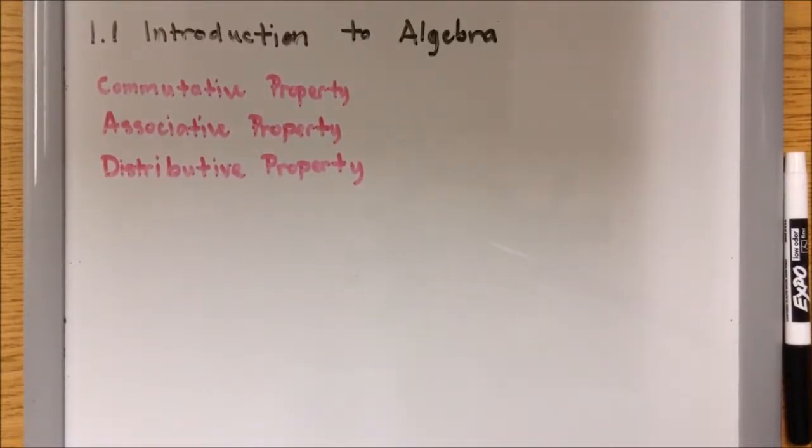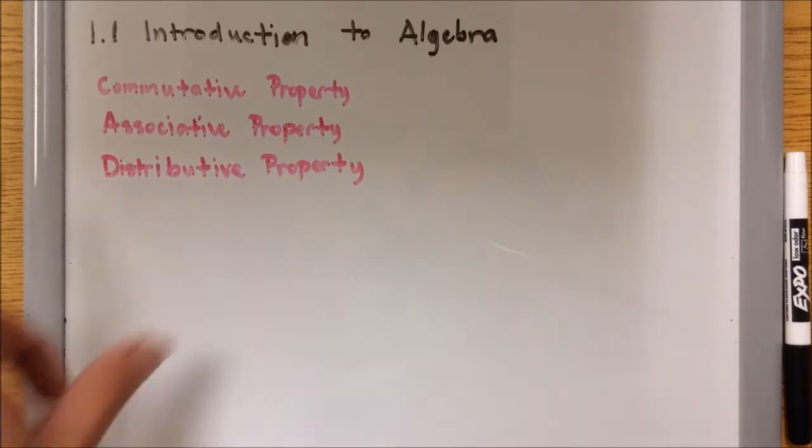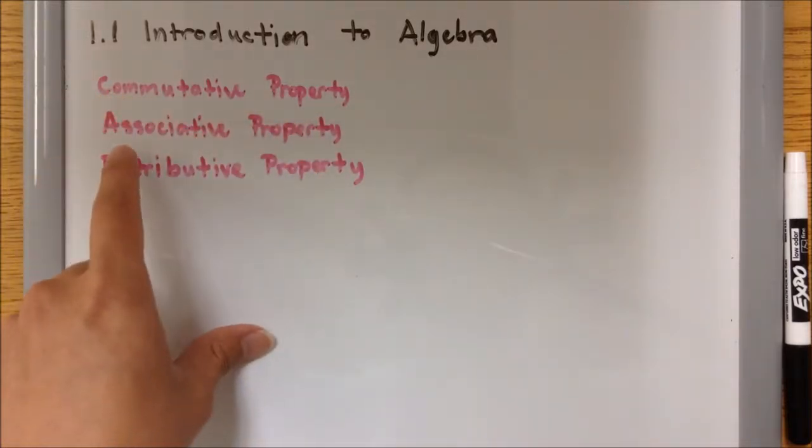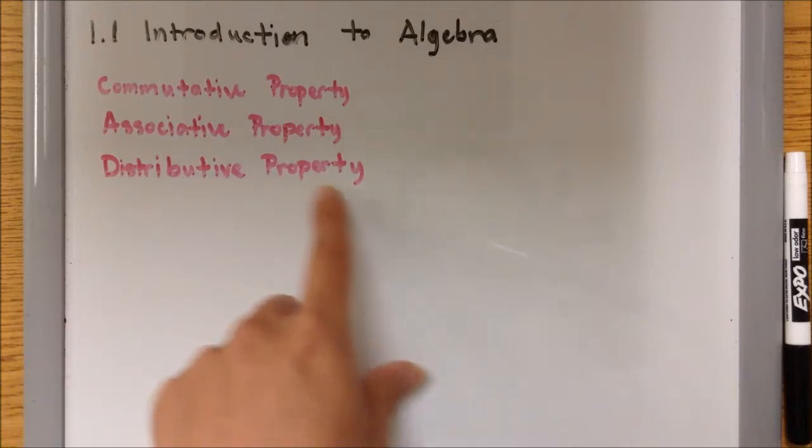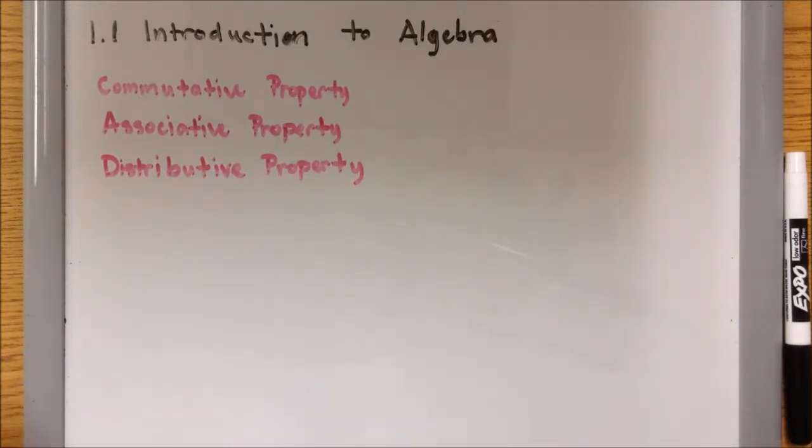In this section for Introduction to Algebra, we're going to go over three properties: commutative property, associative property, and distributive property. Now, in these two, we're going to include addition and multiplication. So first off, we're going to go over commutative property.